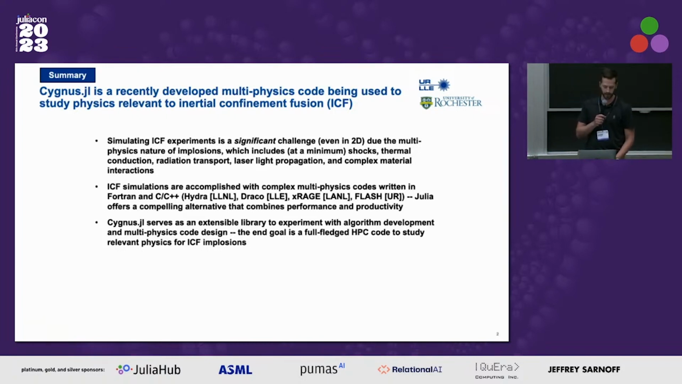And Julia, as we all know here, offers a compelling alternative that combines performance and productivity. And so Cygnus has been serving as an extensible library to experiment with algorithm development and multi-physics code design. The end goal is a full-fledged HPC code to study relevant physics for ICF implosions.